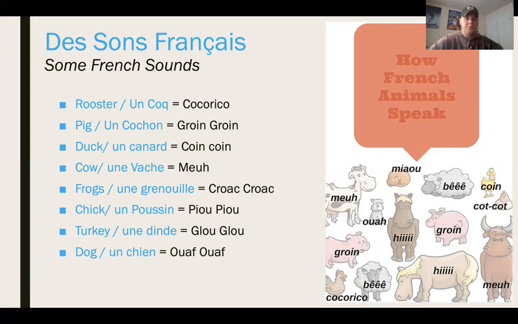A chick or un poussin, a baby chick for like a chicken. Pew pew, which I think is very similar. It gives off the same type of essence, but it's just not the same sound. They have turkey or une dinde. They say glue glue, glue glue. Dog would be woof woof. So it creates almost the same sound, but it's spelled differently. And again a turkey is glue glue, and we have a different sound for that.